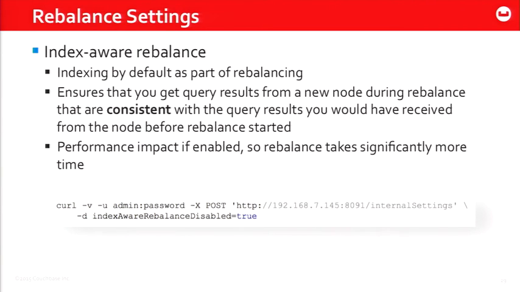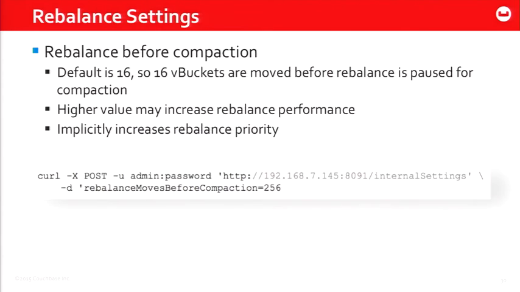Index where rebalance is quite interesting. It happens per default, right? So which means if you rebalance and you perform a query against a view, you're not seeing that there is a rebalancing happening in the background, right? Because it's enabled usually, right? But you can disable it in order to speed up rebalance if this is a requirement. Okay.